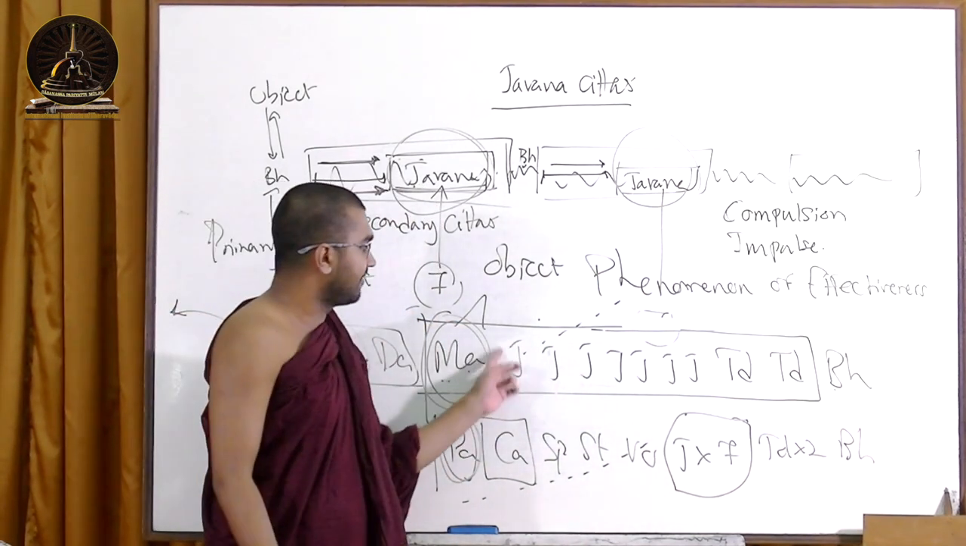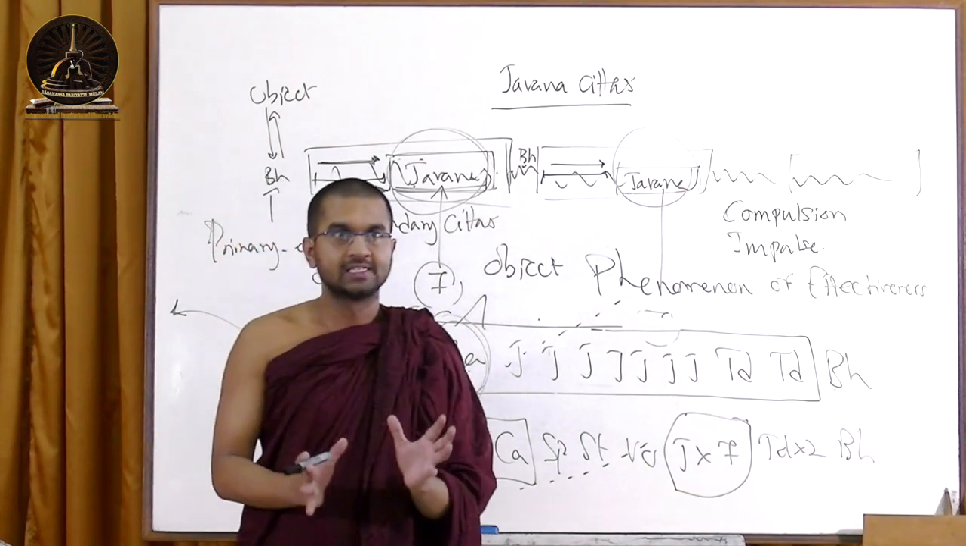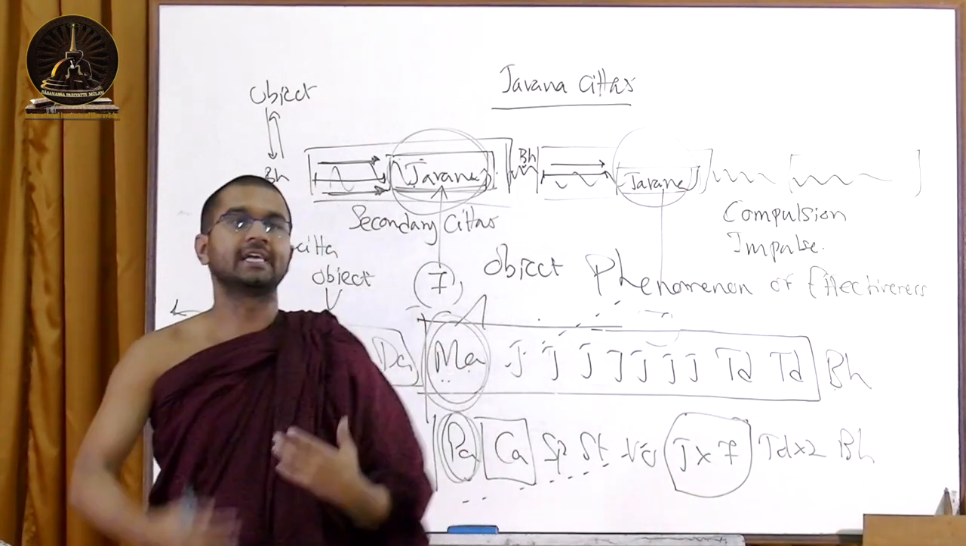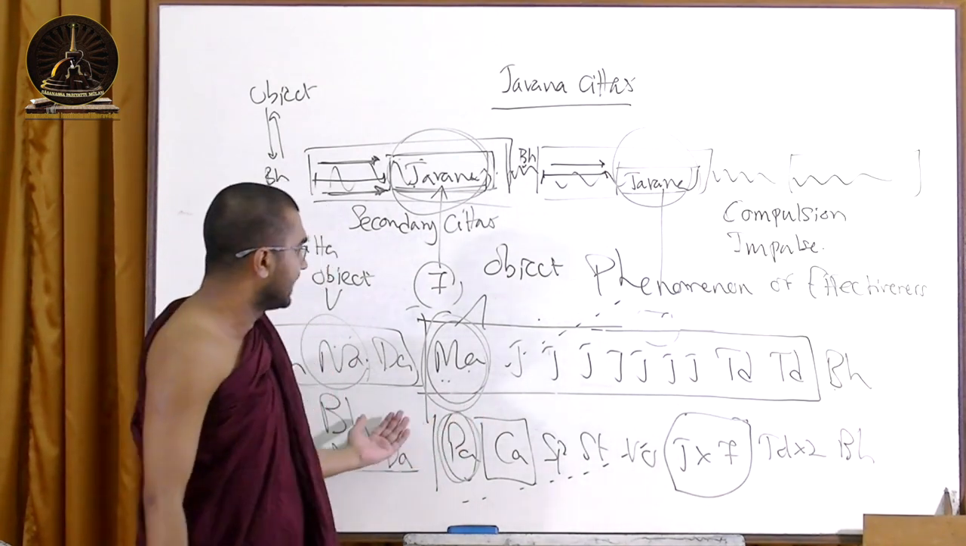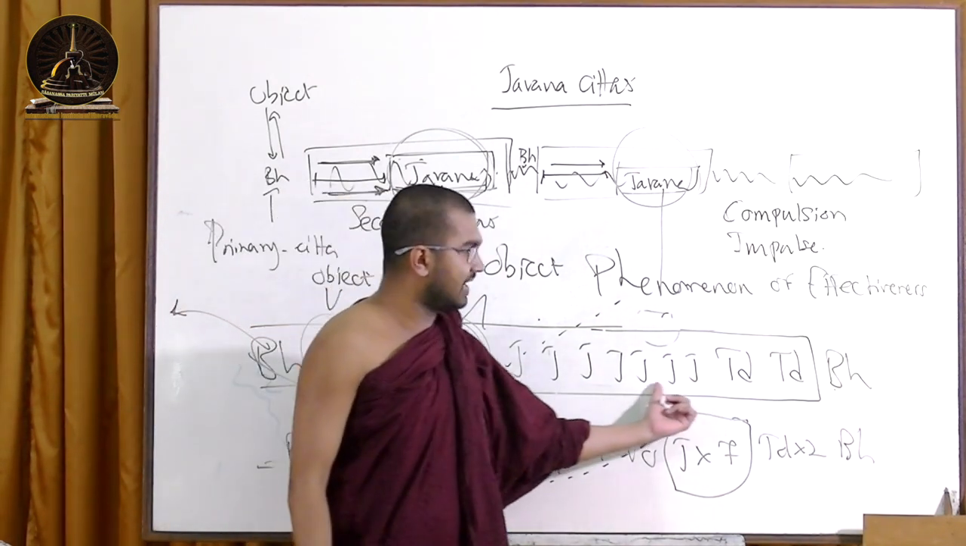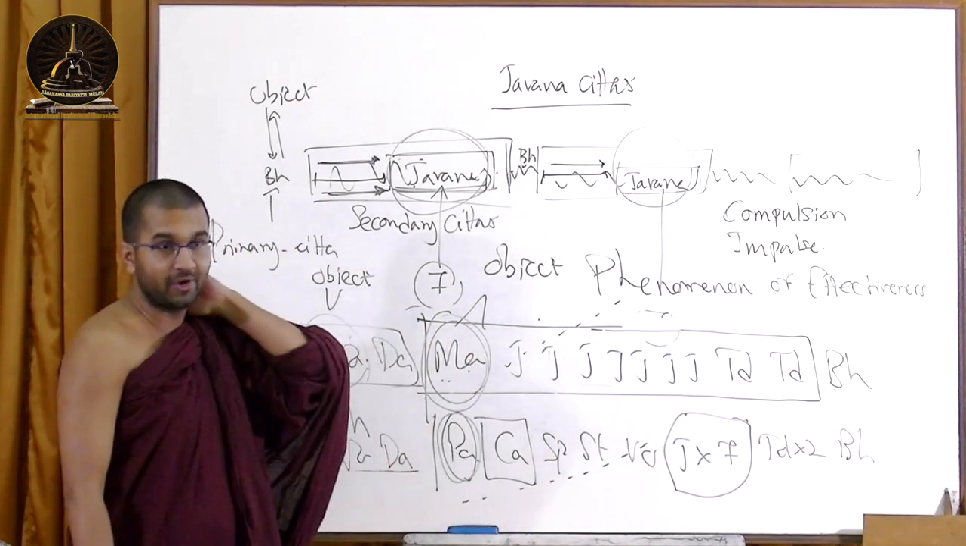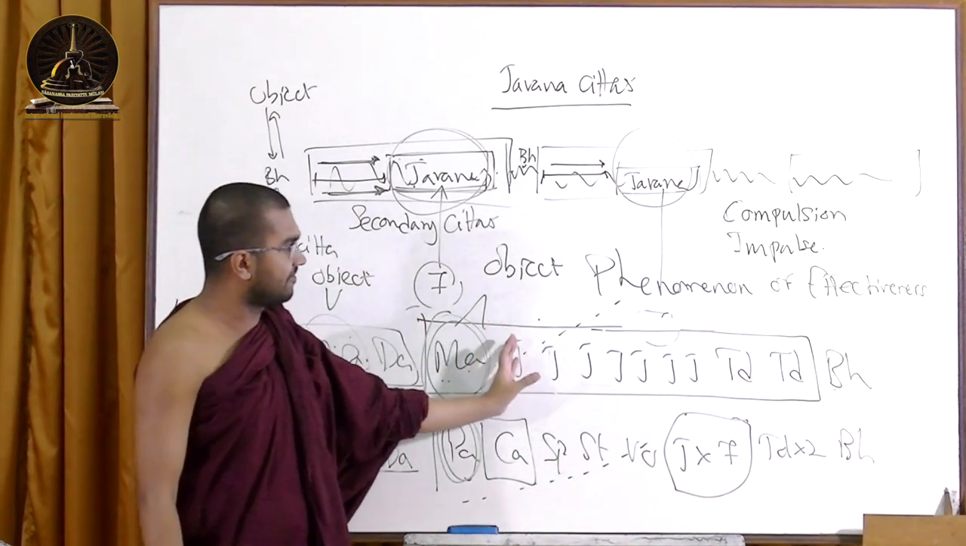It means the first javana knows the object clearly. The second javana knows it more clearly. So likewise, it starts to increase. It's not only that all the javanas have the same level of cognition. And the next point is the power of the javana also.